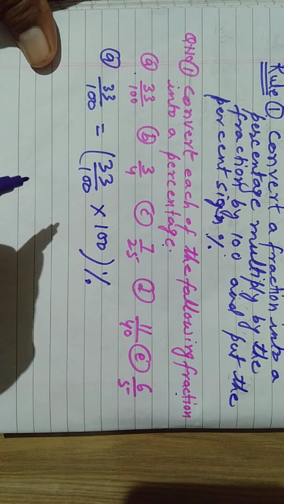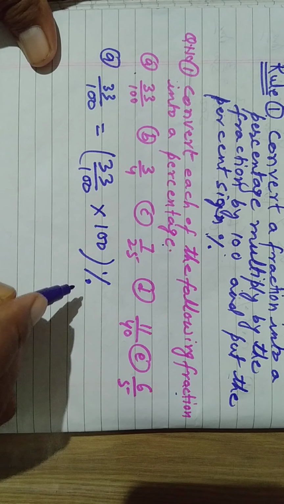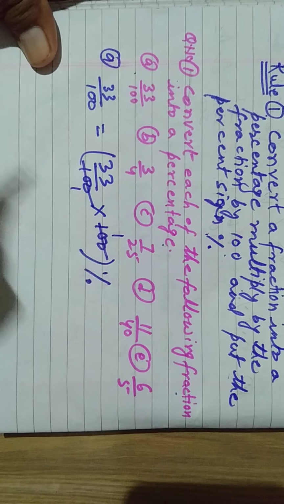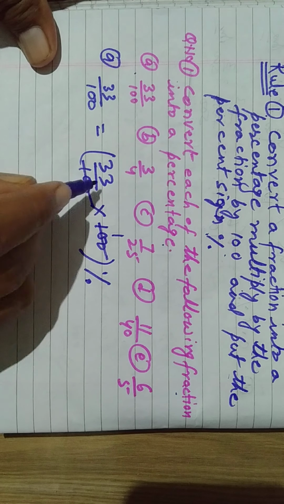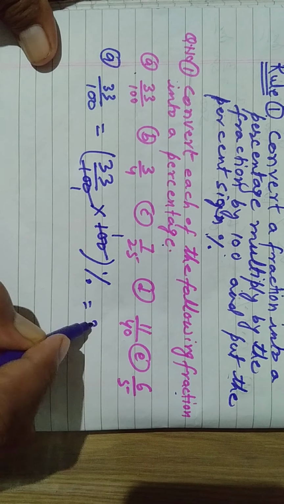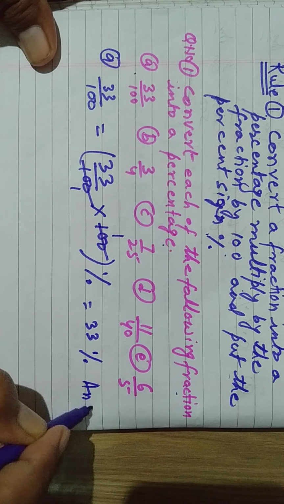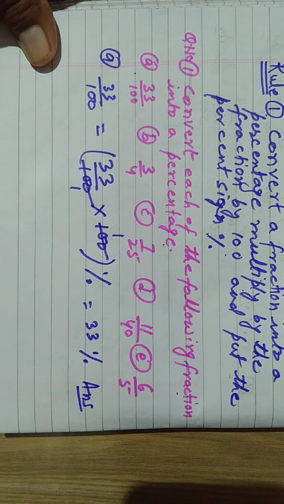Now we think how to cancel it. So it is very easy. 100 1 ja 100, 100 1 ja 100. Now it is cancelled. What is left? 33%. 33% is the answer. You must write the percentage sign.